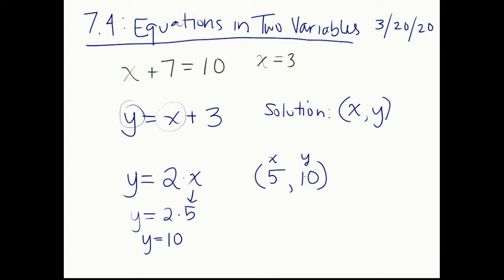But seriously, there are infinitely many solutions to this because y can be anything that x is times 2. So x could be 8. Y in that case would be 2 times 8, or 16. So our solutions are going to look a little bit different. They're something that we're not used to, but we can have solutions that are actually two different numbers.